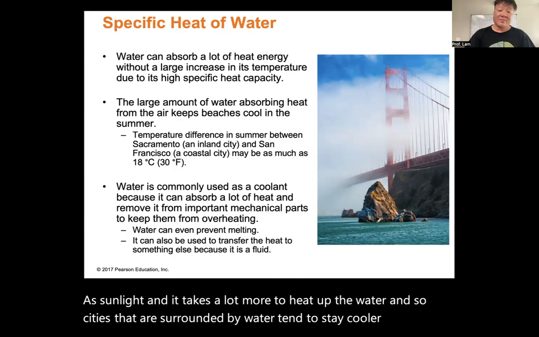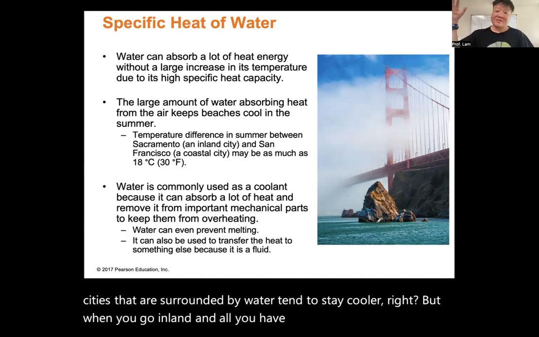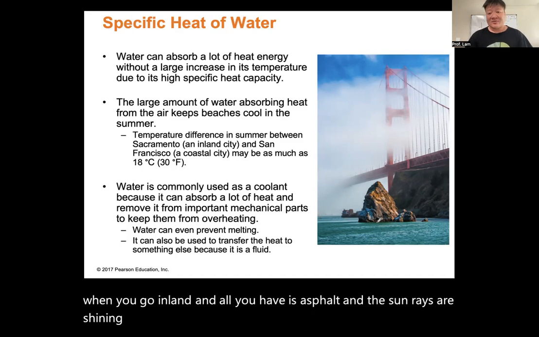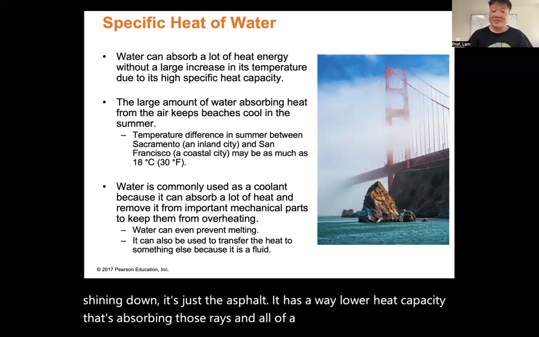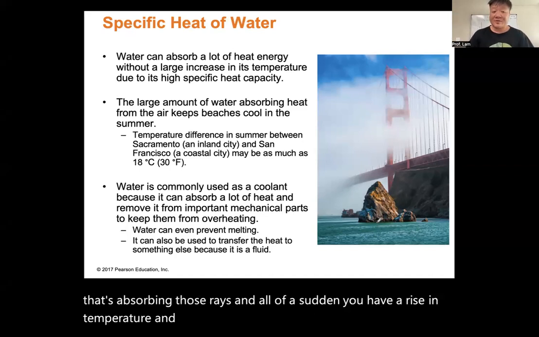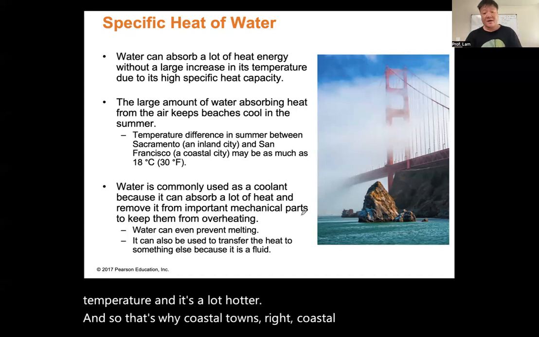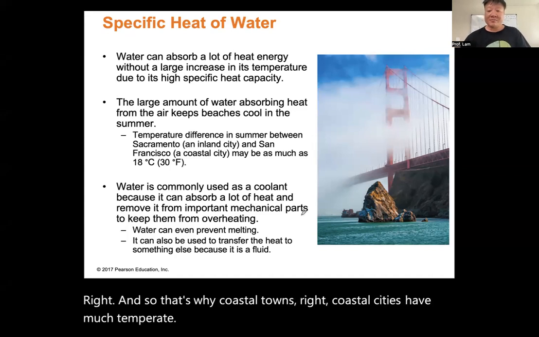But when you go inland and all you have is asphalt and the sun rays are shining down, the asphalt has a way lower heat capacity and is absorbing those rays, and all of a sudden you have a rise in temperature and it's a lot hotter, right? And so that's why coastal towns, coastal cities, have a much more temperate environment than inland cities.